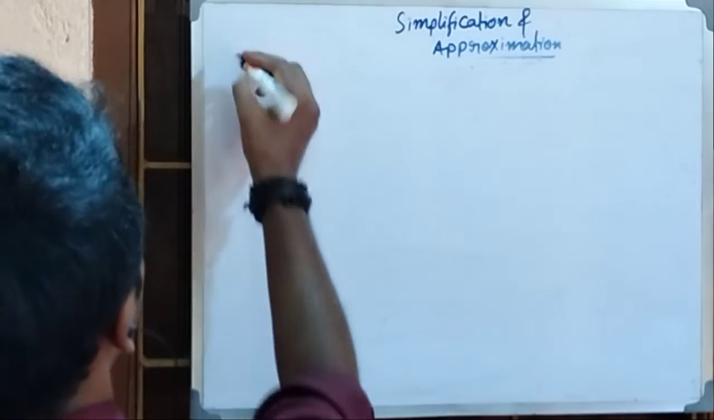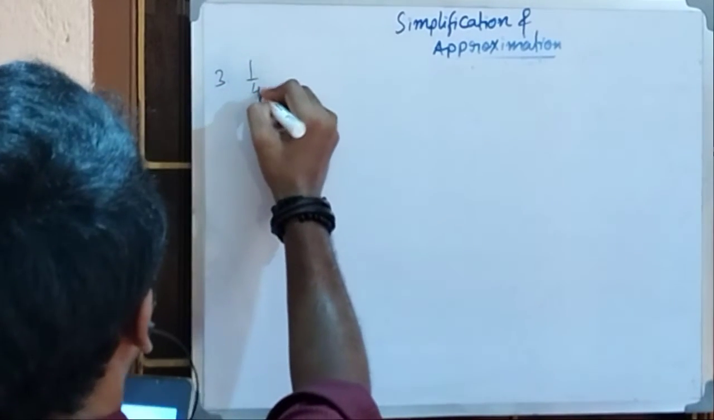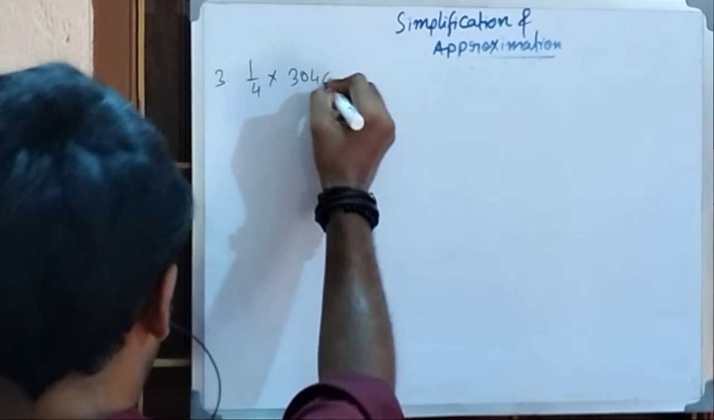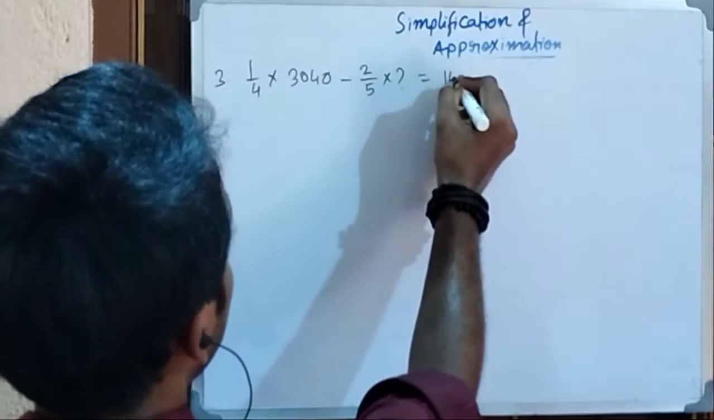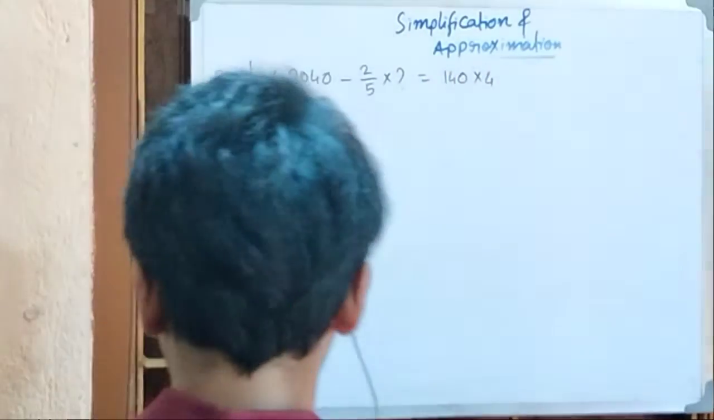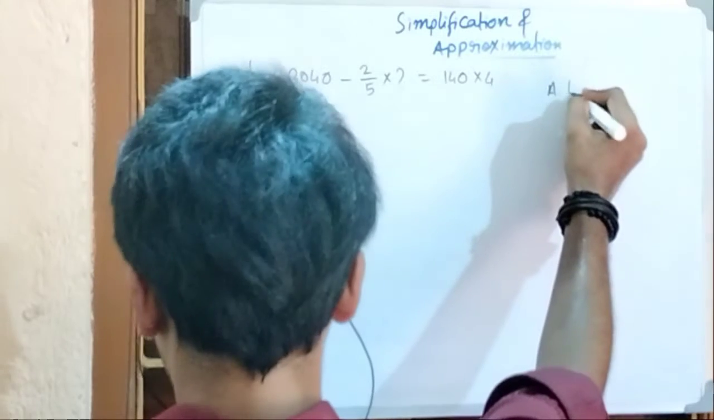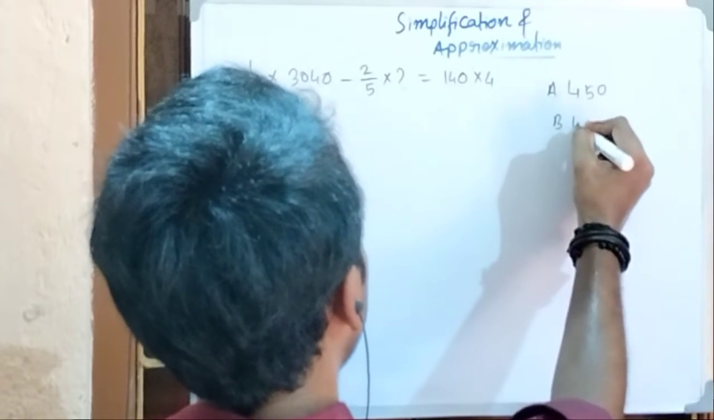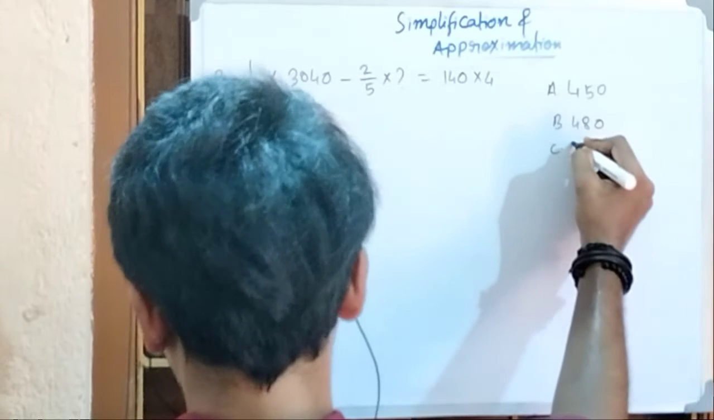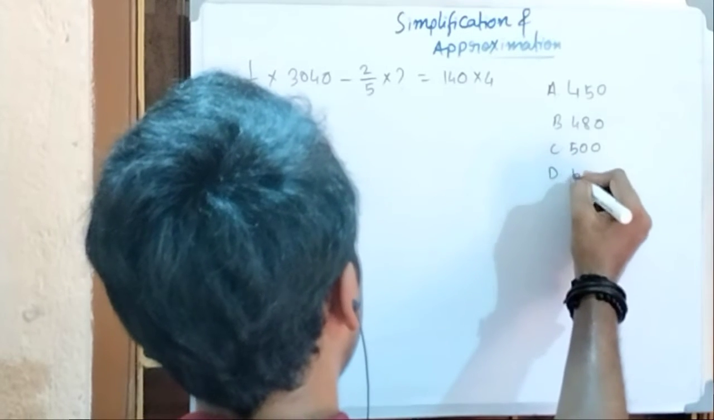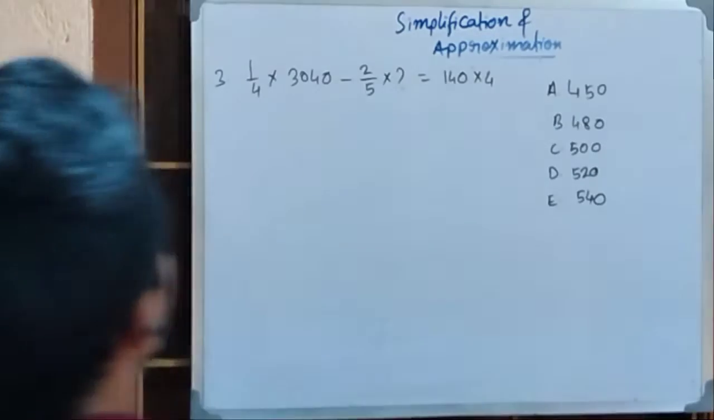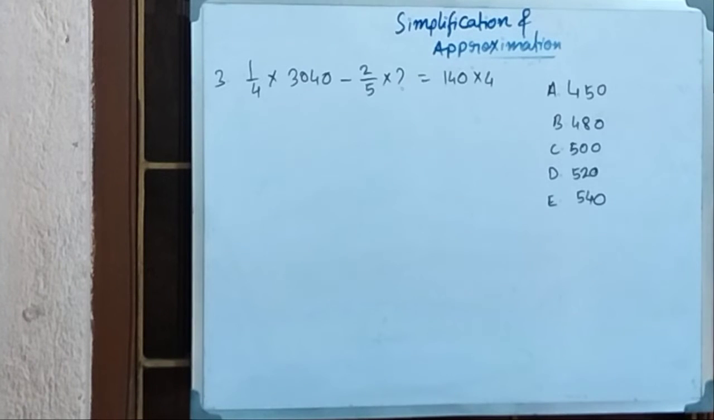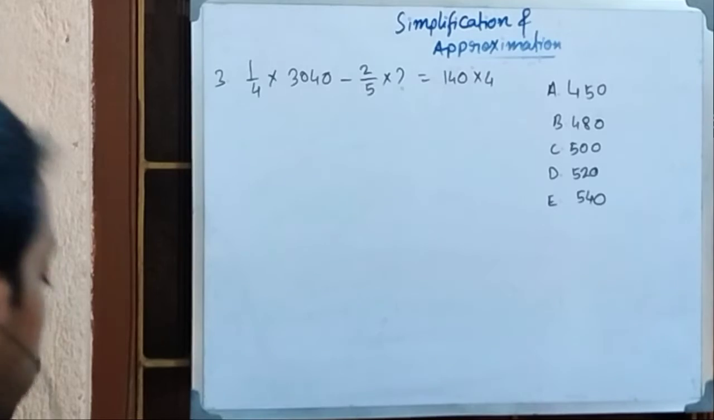Okay, here is the next question. Number 3, right? 1/4 of 3040 minus 2/5 of a number equals 140 into 4. Here you can take the options. Option A 450, option B 480, option C 500, option D 520, option E 540. It seems easy, na? Okay, I'm giving you the options. Please try to solve it.